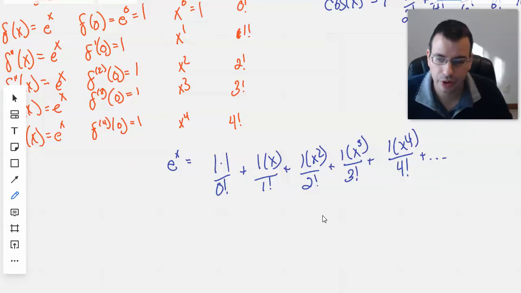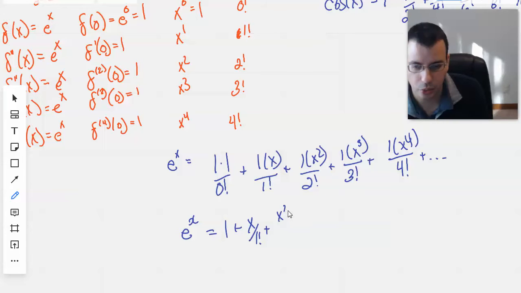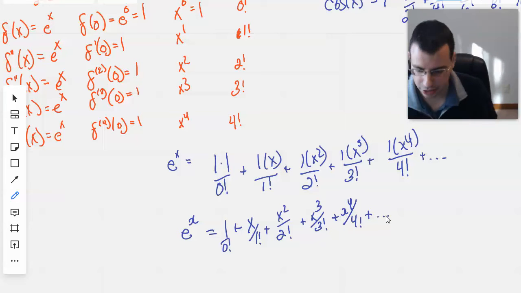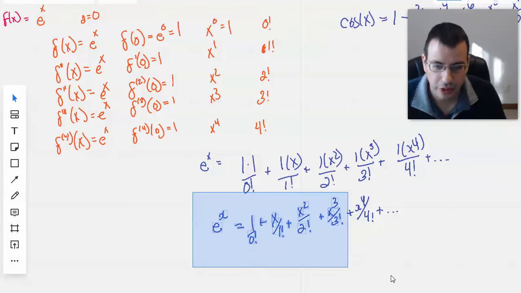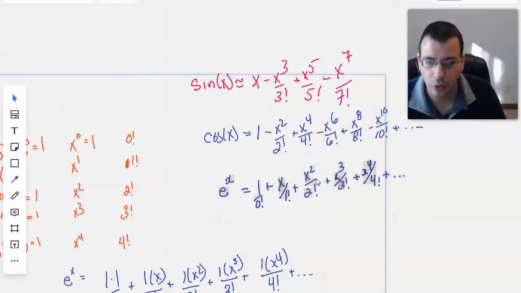So we know that e to the x equals 1 plus x over 1 factorial plus x squared over 2 factorial plus x cubed over 3 factorial plus x to the fourth over 4 factorial plus dot dot dot. Okay, and so this is a Taylor series approximation for e to the x.